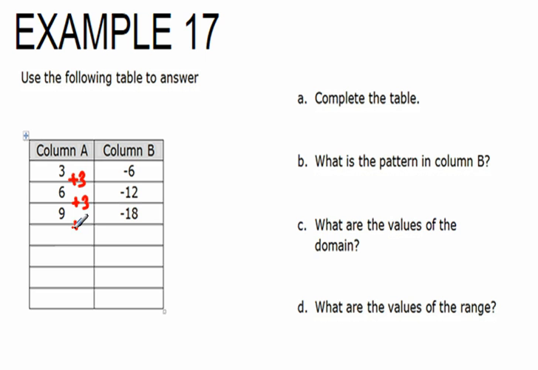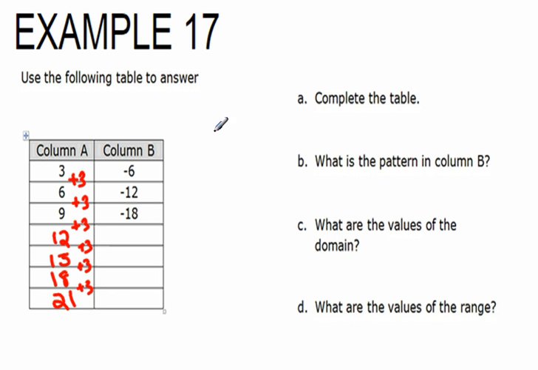So we want to keep that going. So I'm going to add 3. 9 plus 3 will be 12. And then we add 3 again. That will give me 15. And then we add 3 again. That will give us 18. And we want to add 3 again, which will give us 21.